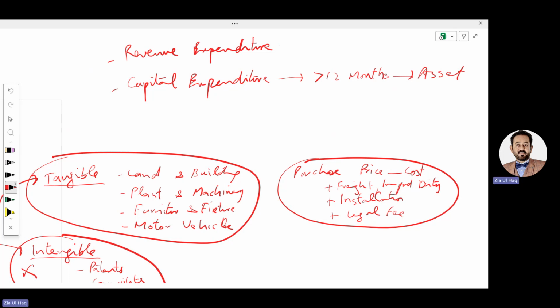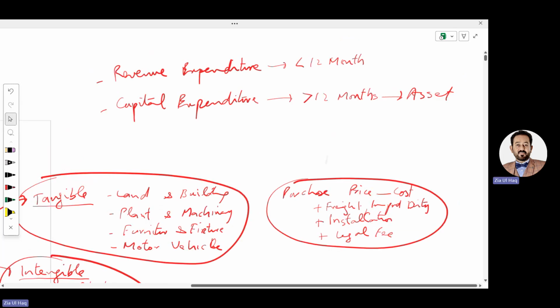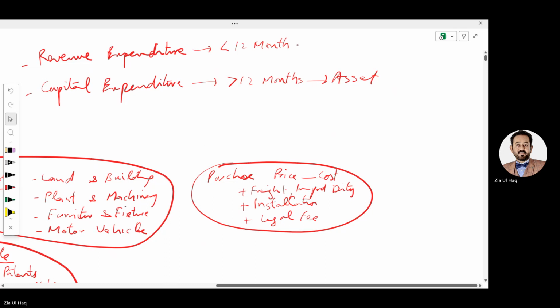Revenue expenditure is expenditure that provides us benefit in less than 12 months, so we should expense it out. Where should we record expenses? In profit and loss. So capital expenditure should be capitalized into asset value, and revenue expenditure should be expensed out.